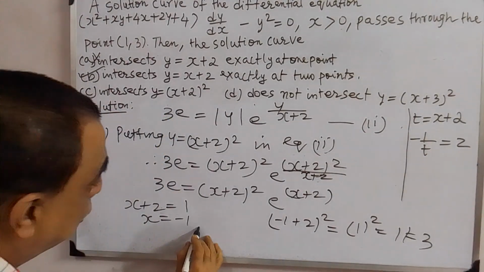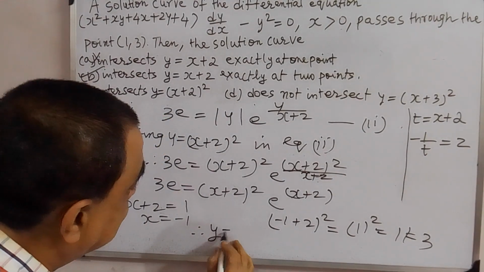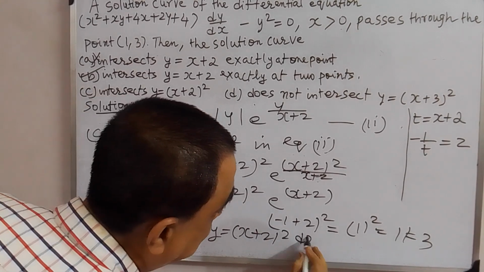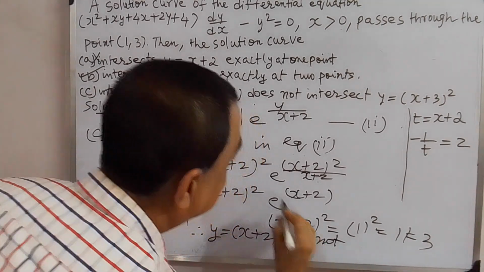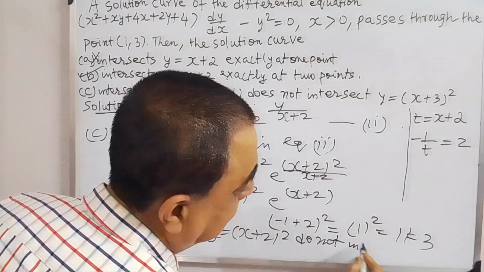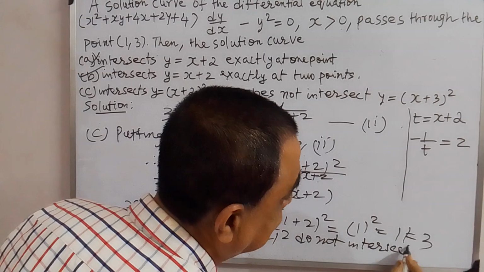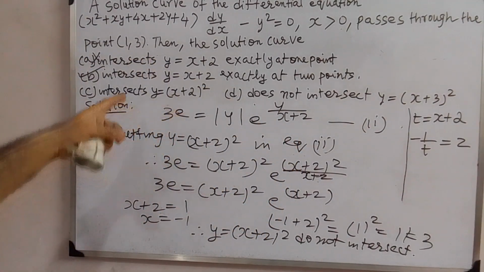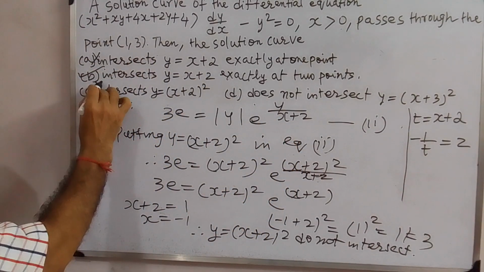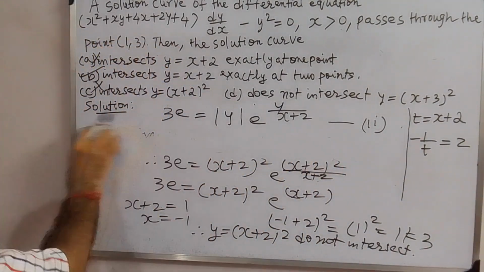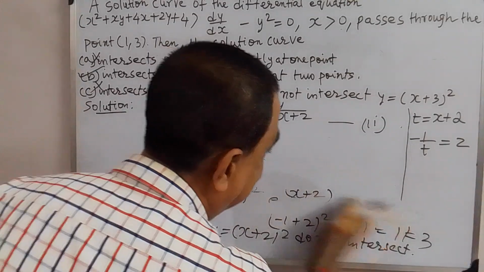Therefore the conclusion is that y equals x plus 2 whole square does not intersect this curve. The option was saying that it intersects, but it does not intersect. Okay, so C is wrong. Now we'll check for D.